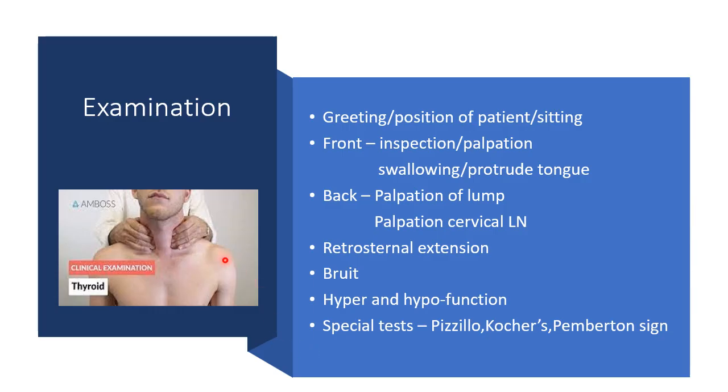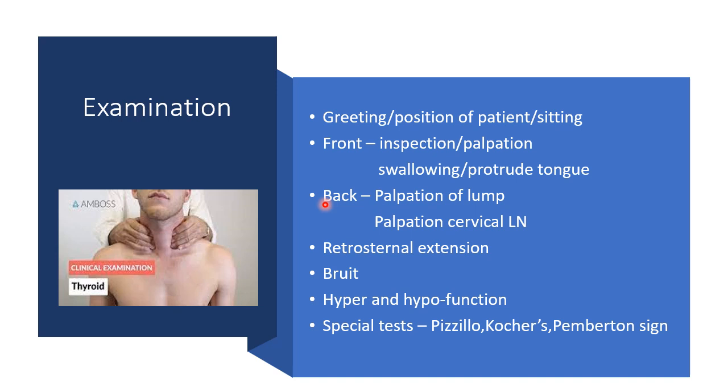Having taken a good history from the patient, next we proceed with examination, which consists of a number of steps. First is your introduction and greeting of the patient and proper positioning of the patient. The best position to examine is the patient sitting on a chair. So the thyroid or neck is examined from the front, inspection and palpation, and watching the movements of the mass on swallowing and protrusion of the tongue.